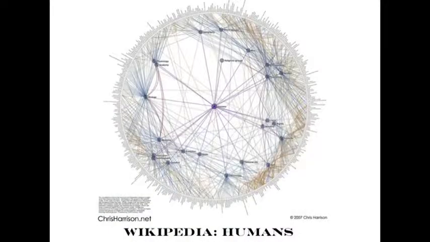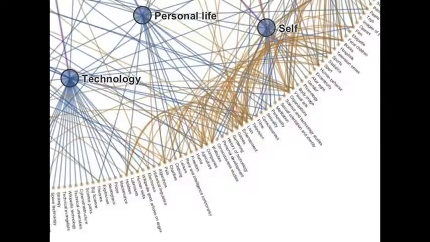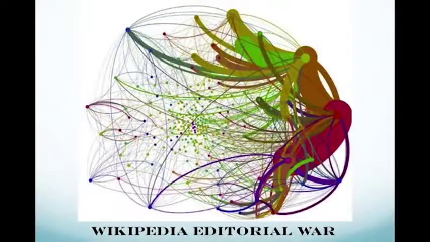If you look at this from Christopher Harrison, you can see how rich the Wikipedia visualizations are. And for the topic of humans, you could see all those linkages. If you zoom in, you could see how all the different classifications are there, and their linkages to other classifications. So the next thing, here's an example of Wikipedia editorial war.